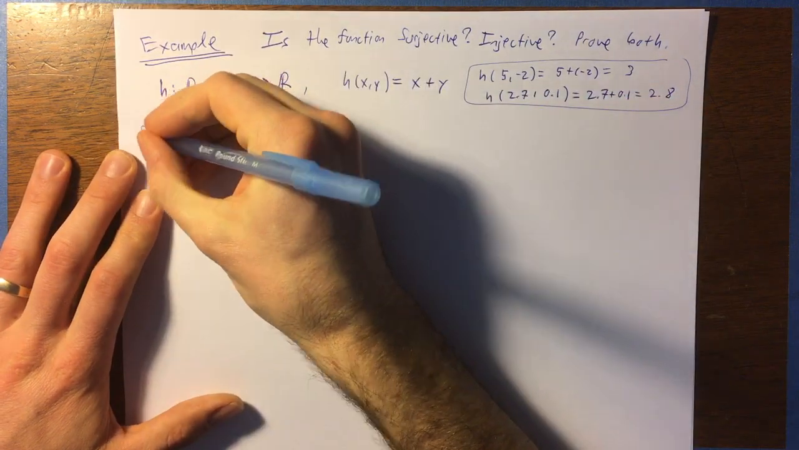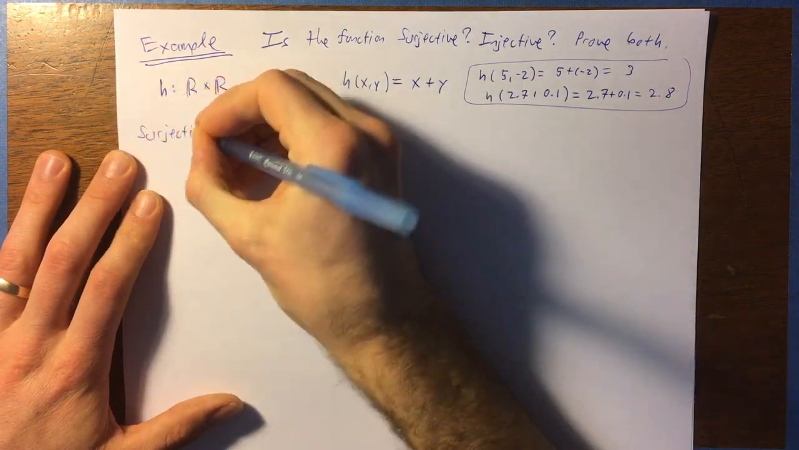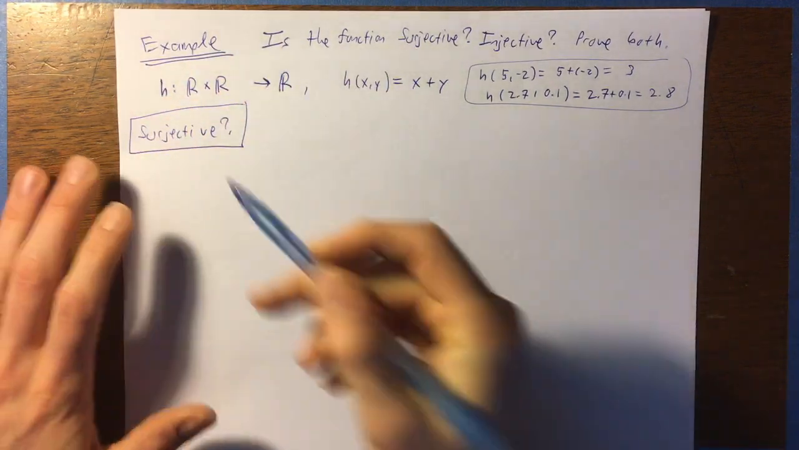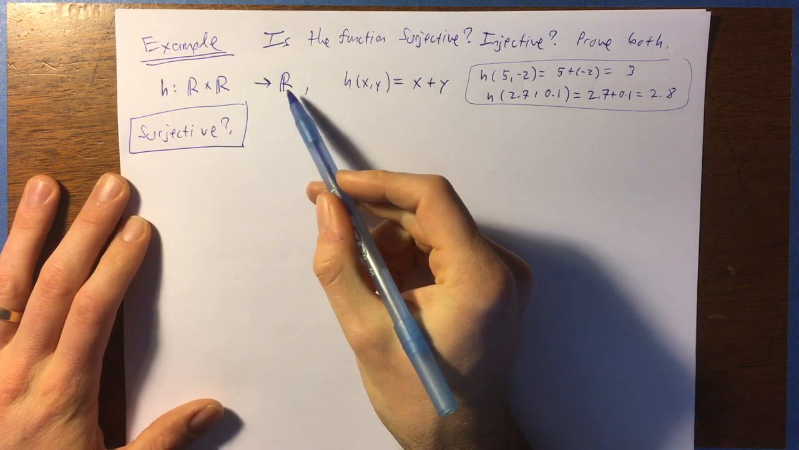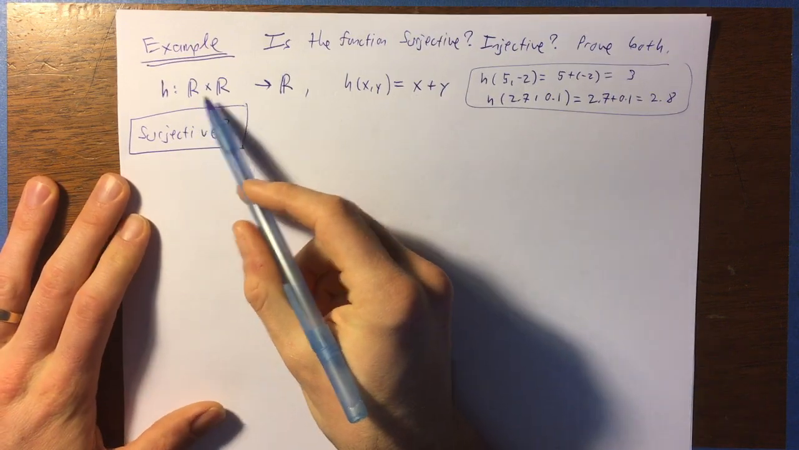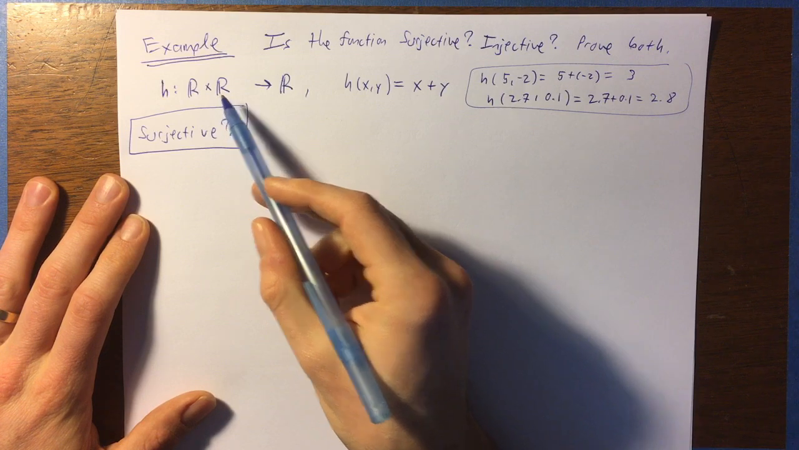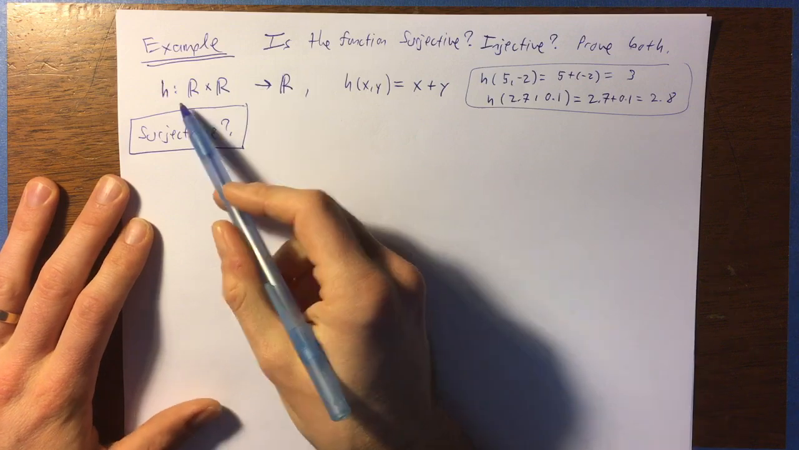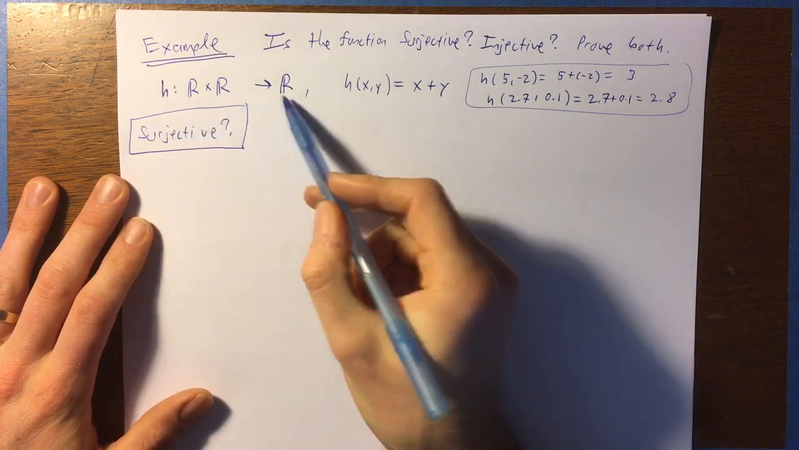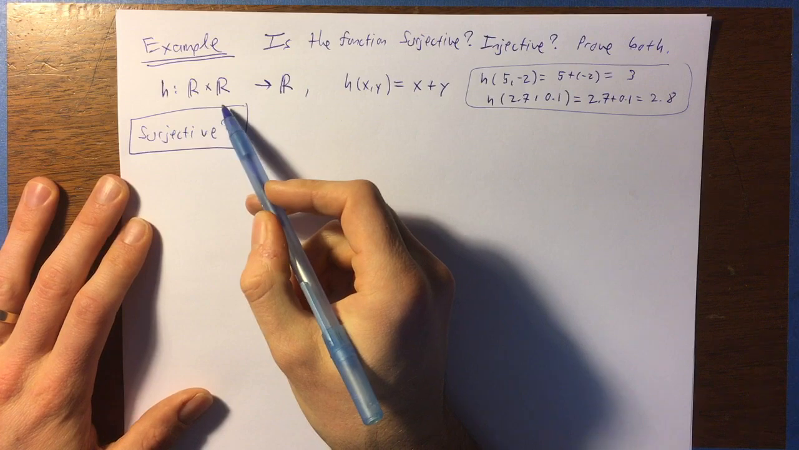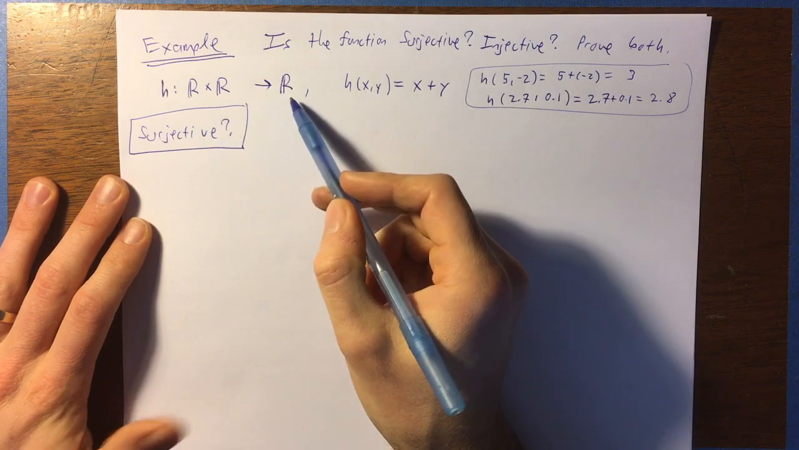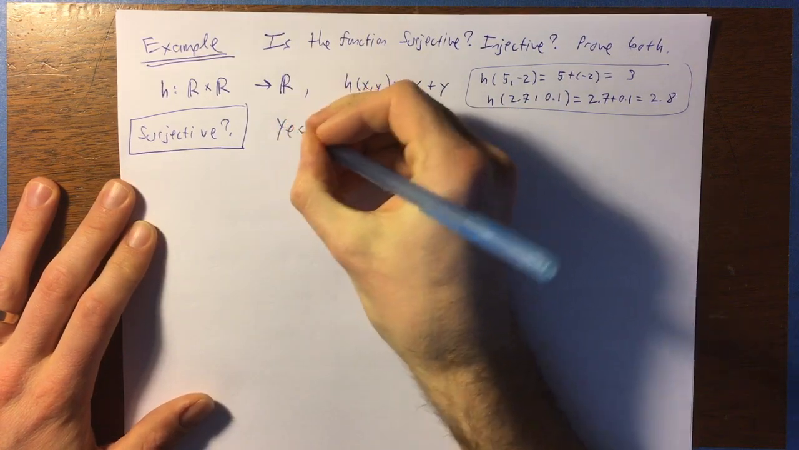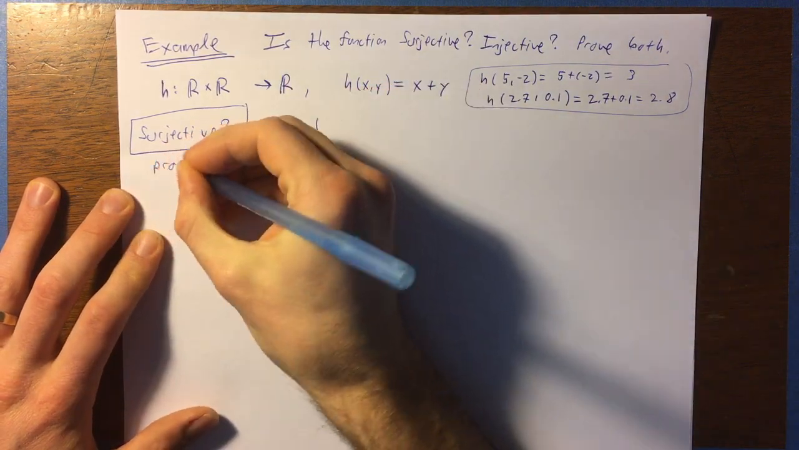So now, let's think. Is this going to be surjective? The question of surjective is, is it going to map onto the entire codomain? So is it possible by adding two real numbers together to get any real number? Well, sure it is. If you pick the right two real numbers to add together, you can get anything. Yeah, we should be able to prove that. I think the answer here is yes. But how do we prove it? Well, let's go over that.